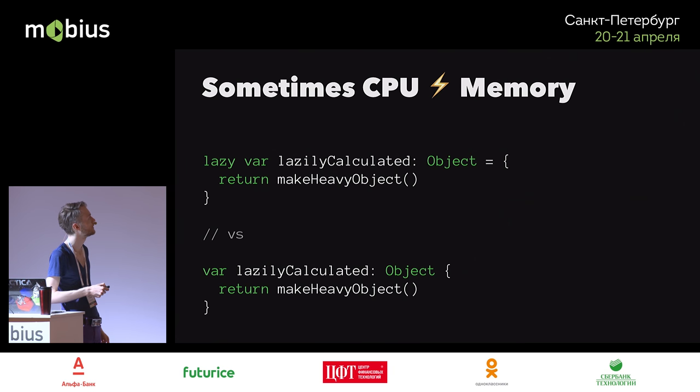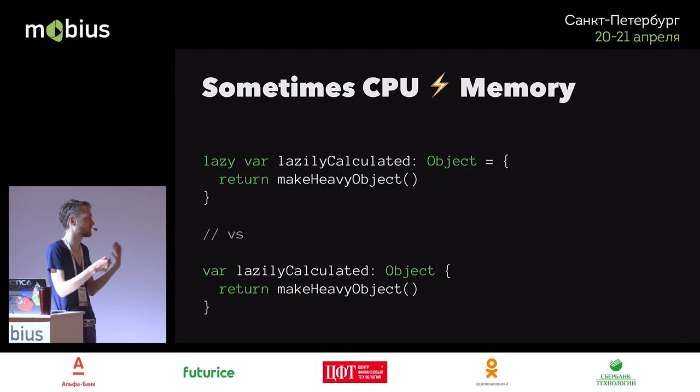Everyone has seen this before. This is a lazy var in Swift, which is lazily calculated, which means the first time someone accesses this, this function is called, and then this object is stored here. And then we have this example where we just have a variable that is a calculated variable. So every time you access this object, it is calculated again. There is no storage here at all.